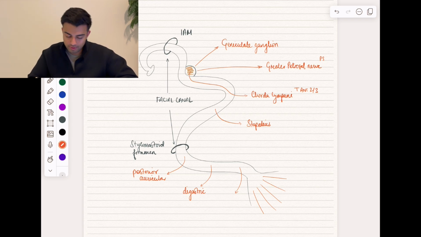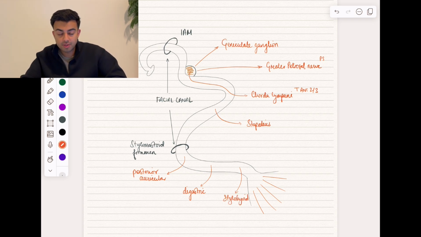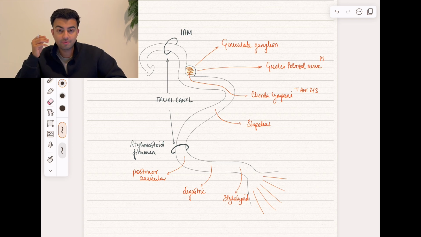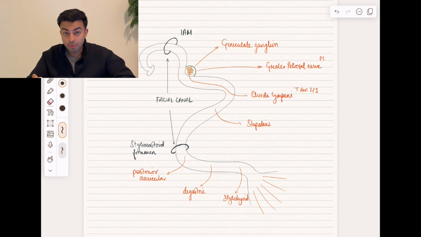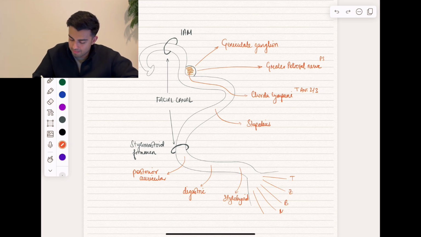The next nerve that's given off is the nerve to the stylohyoid muscle. This is also an important muscle. It goes from the styloid process down to the hyoid bone at the level of C3. Then the nerve leaves and enters the parotid gland to give its 5 terminal motor branches. These are quite important. So you've got the temporal, the zygomatic, the buccal, the marginal mandibular, and the cervical.